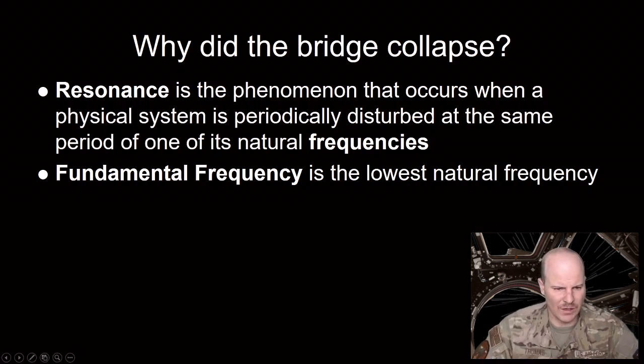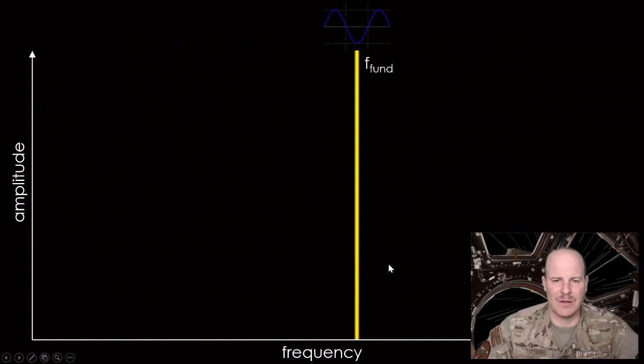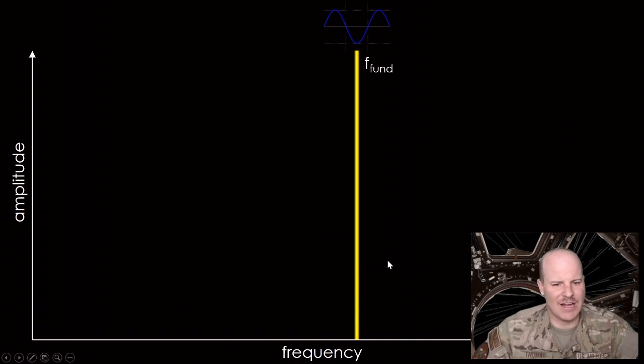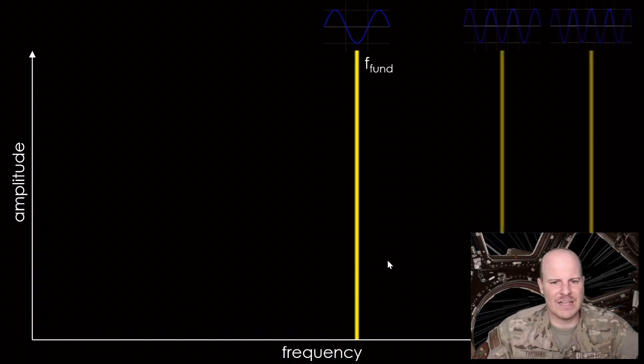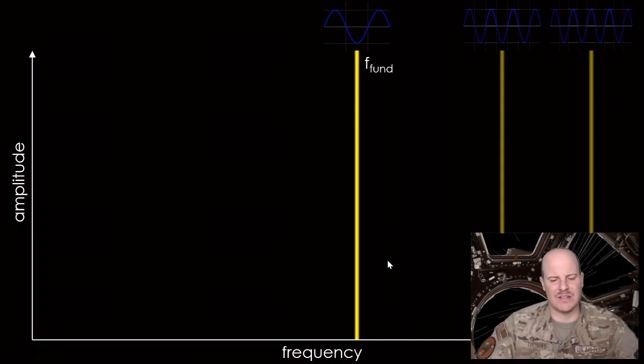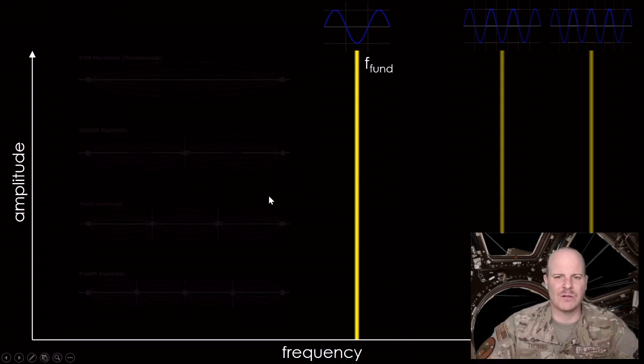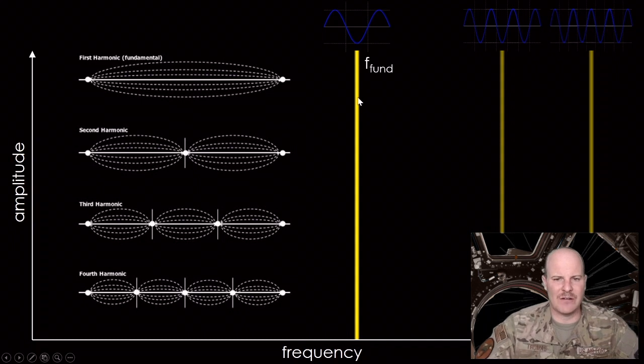So we're going to talk about fundamental frequency in the next few slides, so let me introduce it here. A fundamental frequency is the lowest natural frequency, which begs the question, what is a natural frequency? Well, I'm glad you asked. The natural frequency is the frequency that an object would oscillate or vibrate at if it was simply given a simple force input, like an impact, or like if you plucked a guitar string. It's going to vibrate at its fundamental frequency, or its lowest natural frequency.